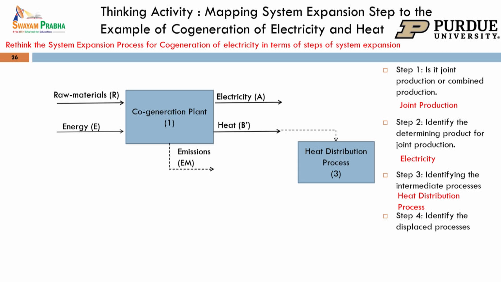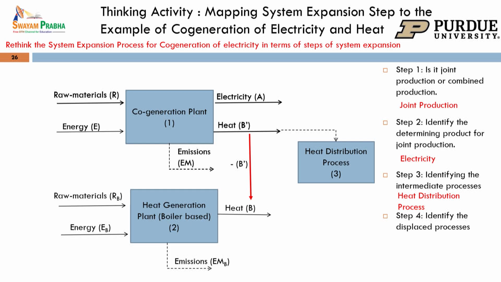The step 4 is to identify the displaced process. Since we know that we have a boiler based heat generation plant, this cogeneration plant is actually displacing some of the production requirement from this boiler based heat generation plant. So, that is our displaced process. In this case, we will be giving some credit equivalent to the B prime amount of heat production from the boiler based plant by scaling down, and that credit will be going to the electricity. But we will be allocating the impact associated with the heat distribution process to our electricity production as well.